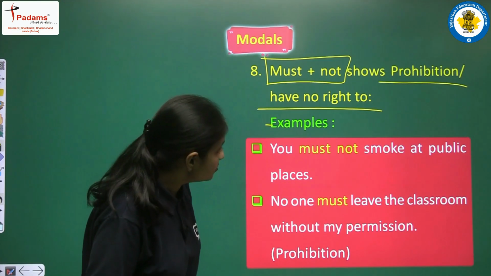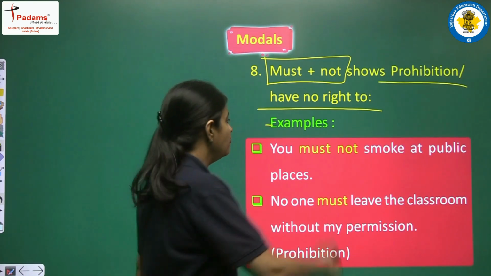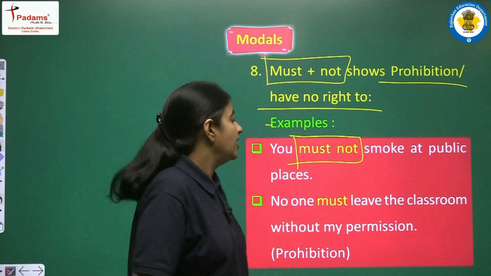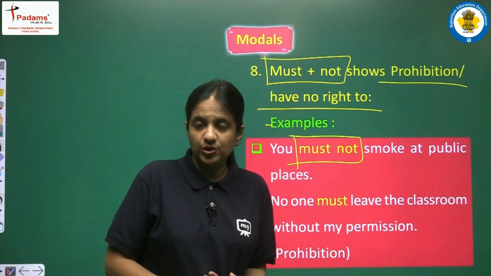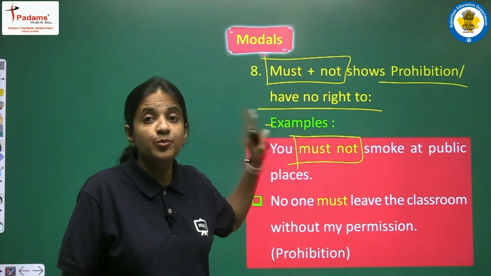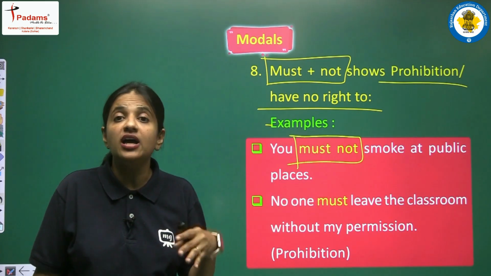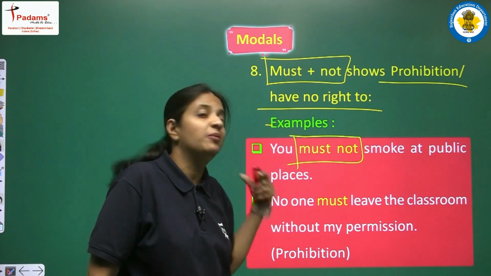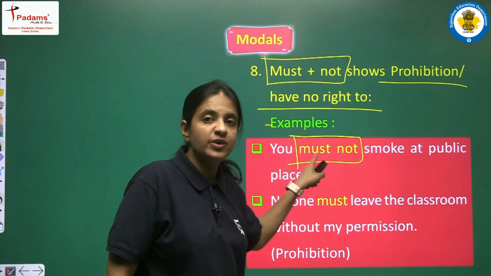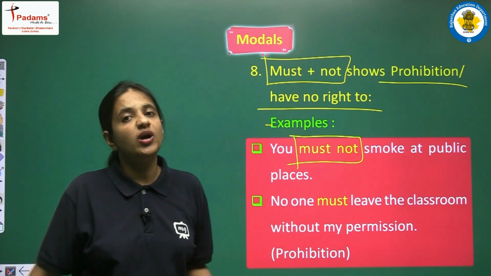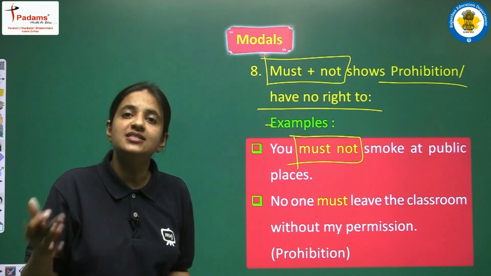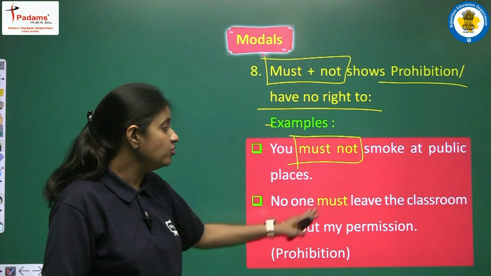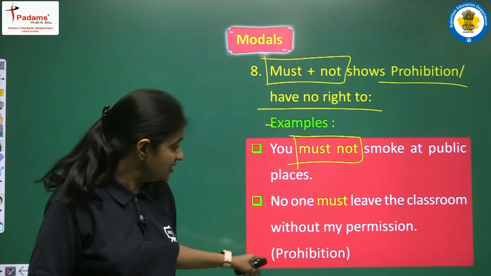You must not smoke at public places. So here we are having must not in the sentence. We are having one negative sentence here, and here we are giving one kind of instruction. We are saying that it is totally prohibited. It means you are not at all allowed to smoke at public places. So yes, with the help of must we are trying to show that you are totally prohibited to do this thing. Next we are having, no one must leave the classroom without my permission. So this is another example of prohibition.